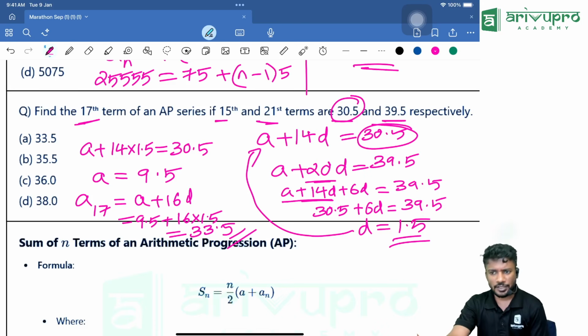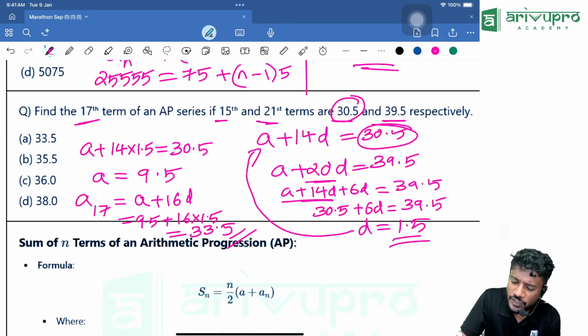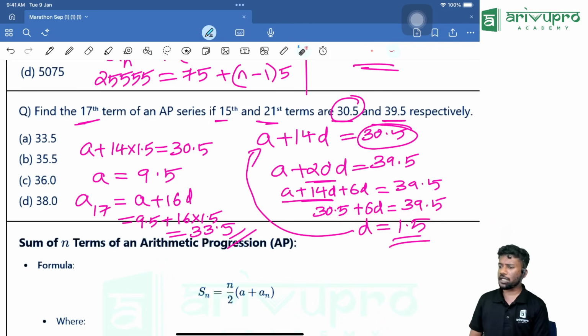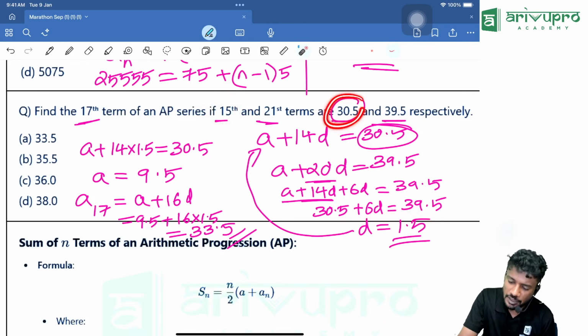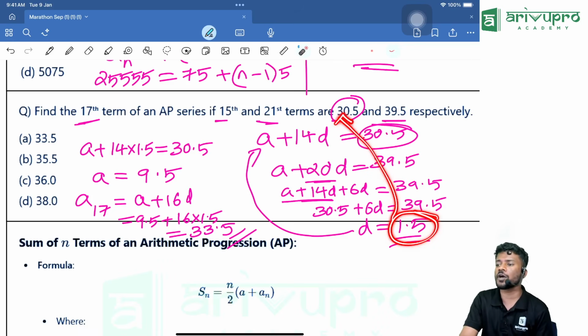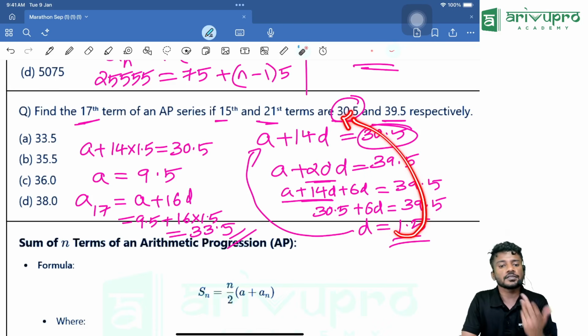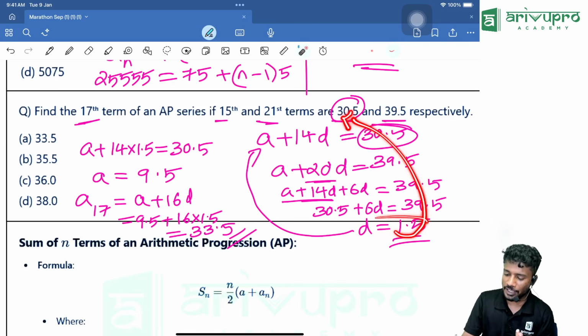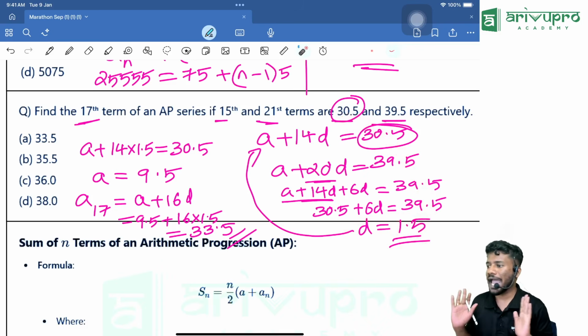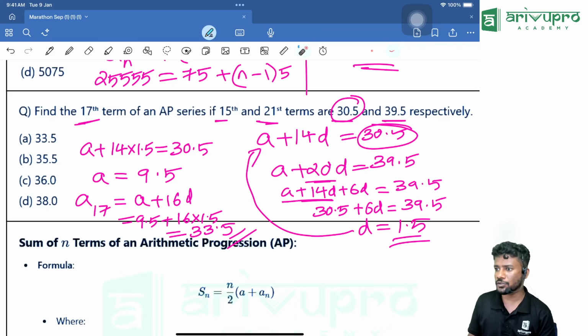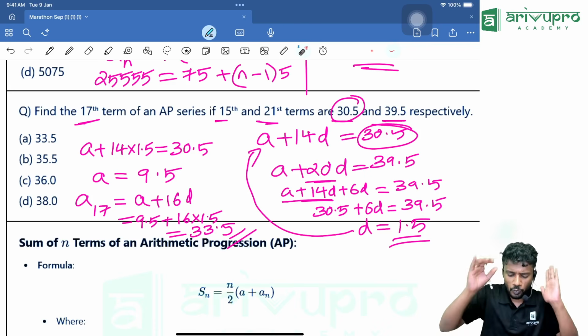Or we can use another method. Now, the common difference is how much? D is 1.5, correct? Then the 15th term is 30.5. If you add 1.5 to 30.5, it becomes the 16th term, that is 32. If you add one more time, it becomes the 17th term. So if you know D directly, you can add two times and get the answer. That is also possible. So there are two ways for you. Take whatever you want.